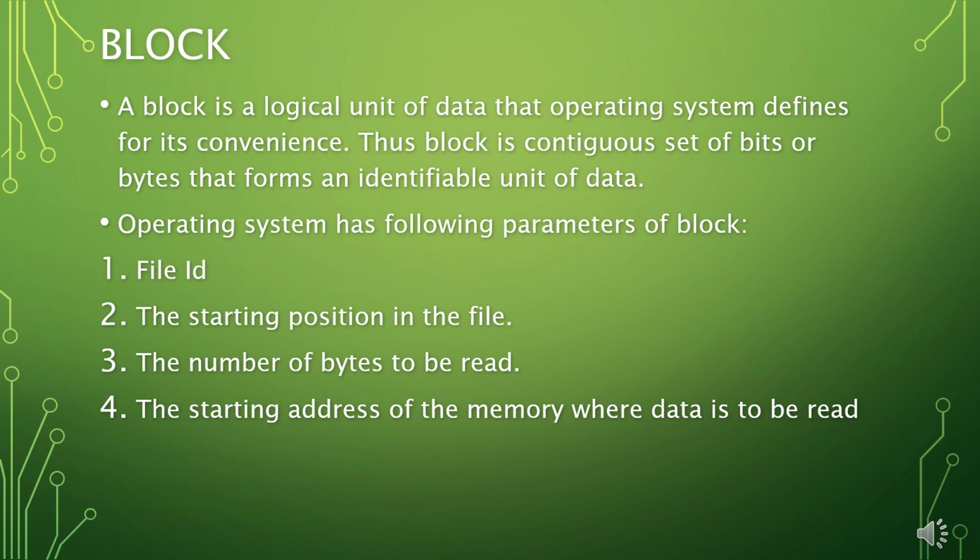There are the following parameters of a block. File ID: it is a letter code given to each type of data file to make it easier for the operating system to identify that file. The second one is the starting position in the file: it is the address of the memory location from where the file will start. Third, the number of bytes to be read: it is the total size of a file in bytes. And fourth, the starting address of the memory where data is to be read.